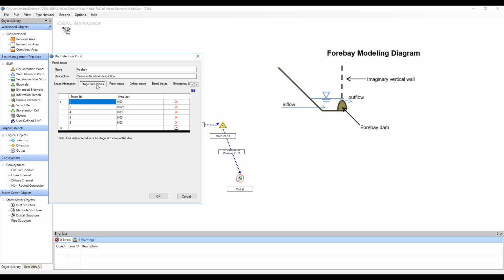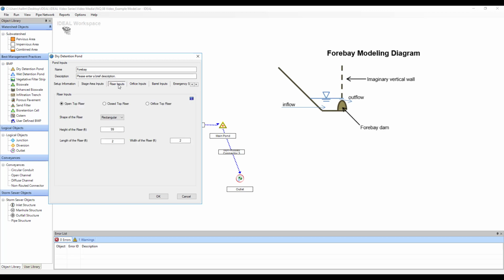The forebay will not have a riser in actuality, but Ideal requires riser inputs for all ponds. Therefore, you should make a riser that will not allow any flow through. The easiest way to do this is to model a very tall riser with no orifices. We recommend making the riser height 99 feet so that it is an obvious fictitious value. The riser diameter must be larger than the barrel, but as long as there are no orifices, it doesn't matter how large these dimensions are. Ensure that you do not specify an orifice.